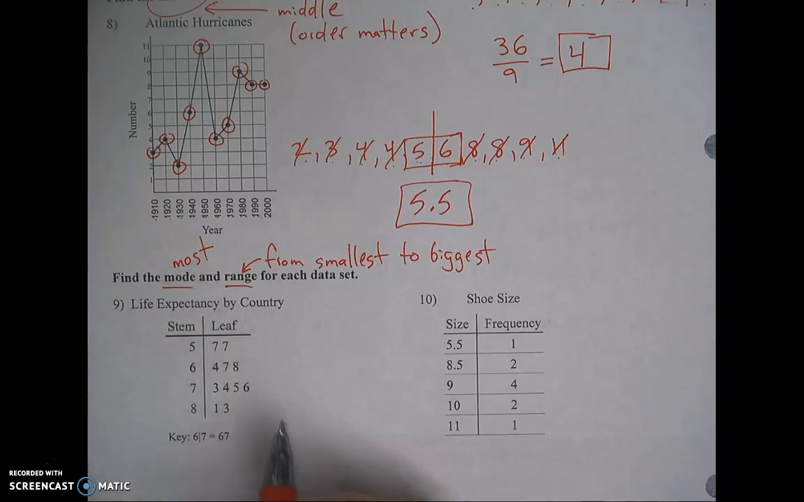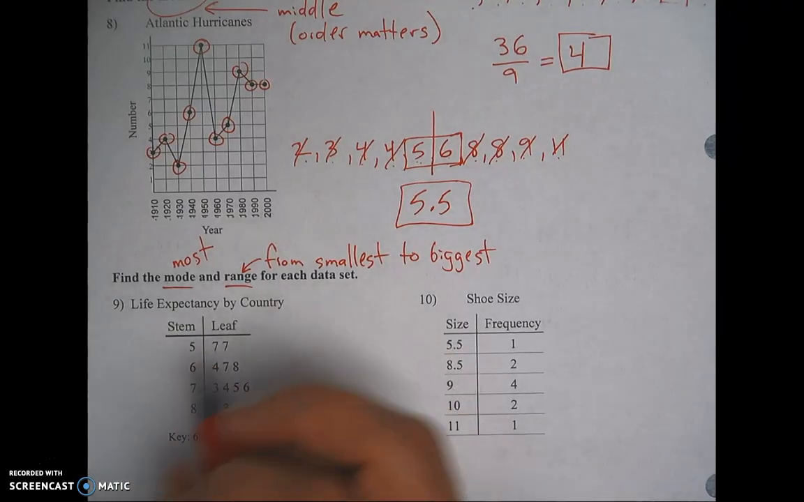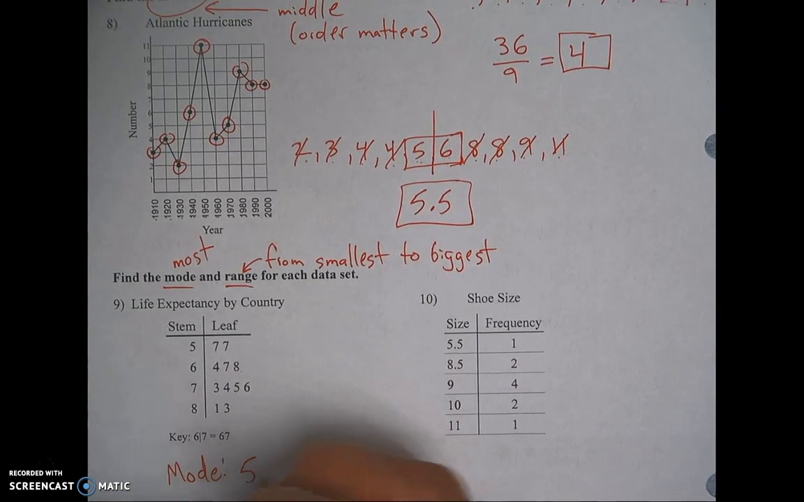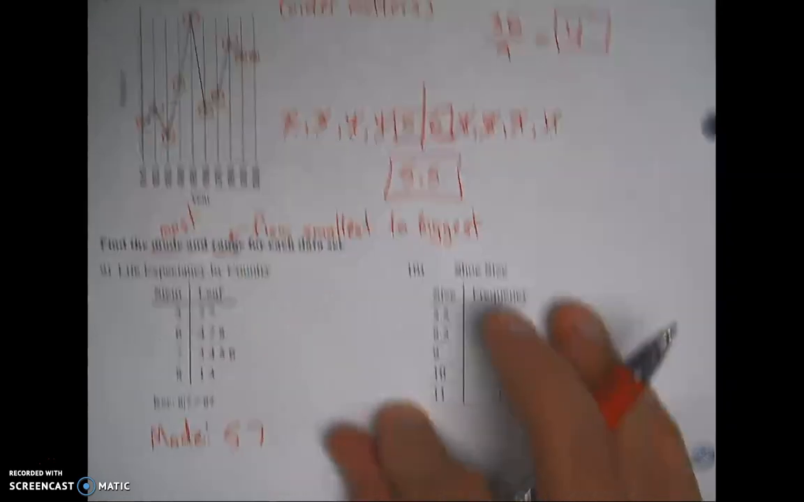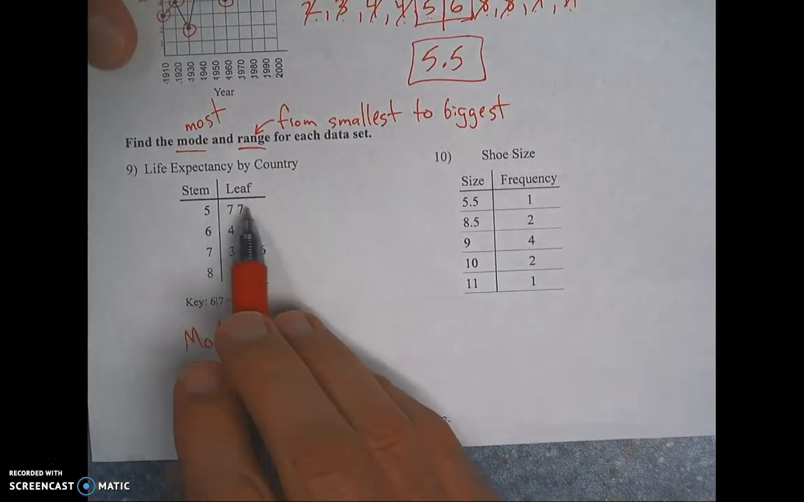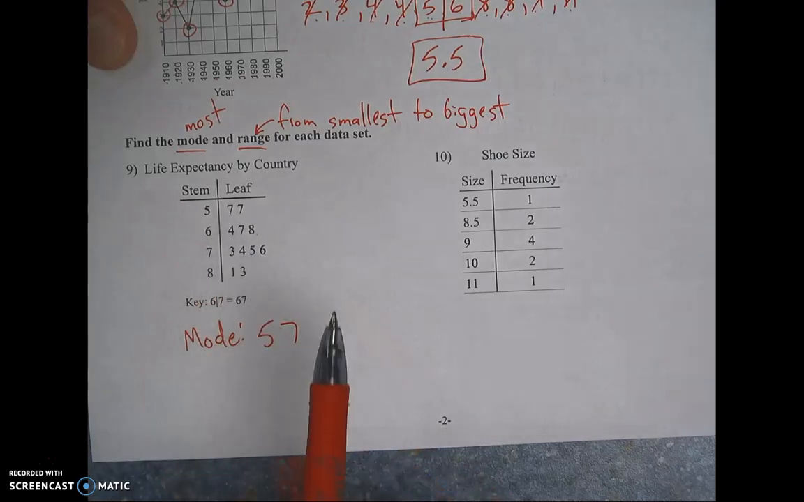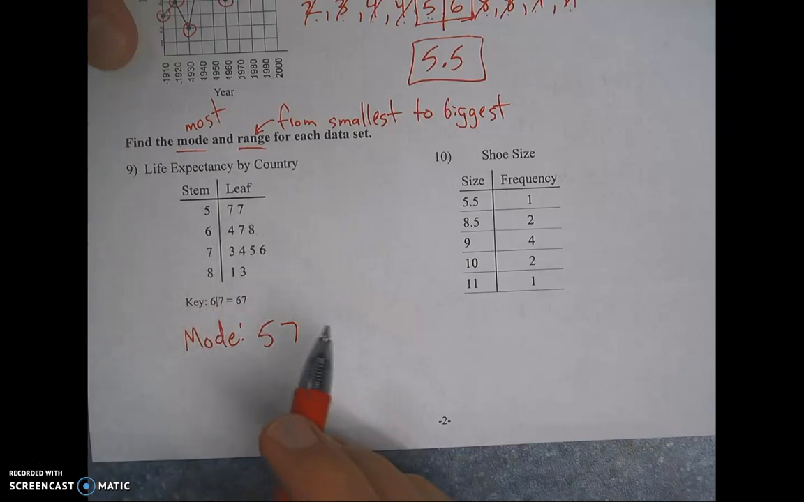Now, the mode is which one appears the most. Well, there's only one 81, and there's only one 83. I have different numbers here and different numbers here. But I have a 57 and a 57. That's the one that's going to show up more than once. So my mode is 57. Now, one mistake I can see people making is they'll just say that 7 is the mode because they see the number 7 a lot of times. But this 7 represents 67, so it's different than the 57. So be careful. You have to combine the stem and the leaf. So the mode, the one that happens the most here, is 57.